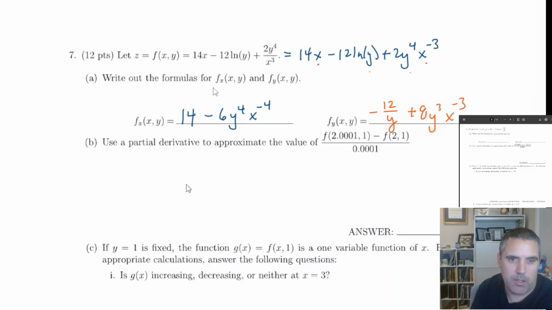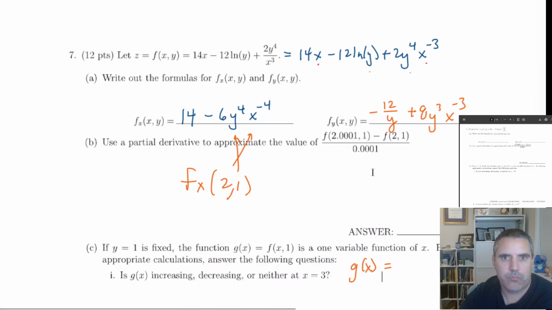What is this talking about? It says take the partial with respect to x and plug in 2, 1. So you're going to plug in a 2 here, a 1 here, done. What is this talking about? It says if you replace y with 1, what do you get? Well, if you replace y with 1, you get, I'm just going to plug it in, log of 1 is 0. So you get 14x plus 2 over x cubed.